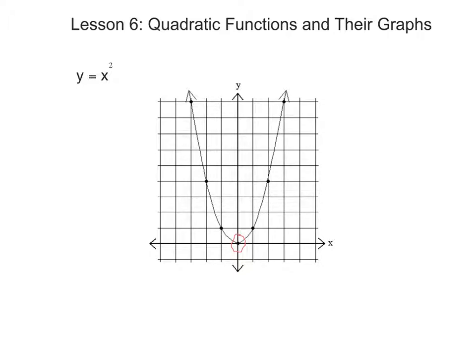The other thing to notice is the axis of symmetry. The axis of symmetry is the vertical line that divides the graph in half. And you can see here the y-axis is the axis of symmetry, or simply x is equal to 0. So x equals 0 is the axis of symmetry. The vertex is at 0, 0, and the graph opens up.